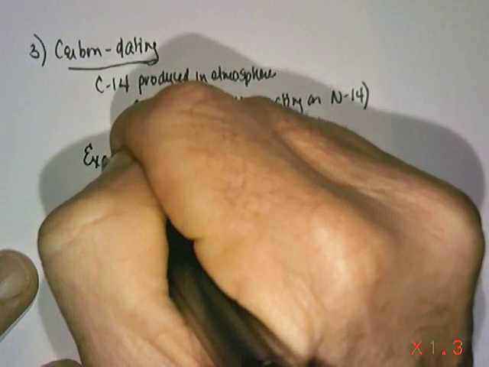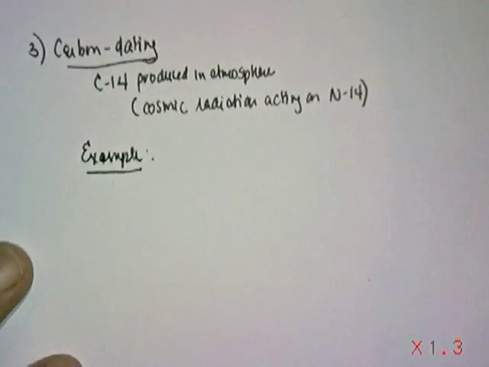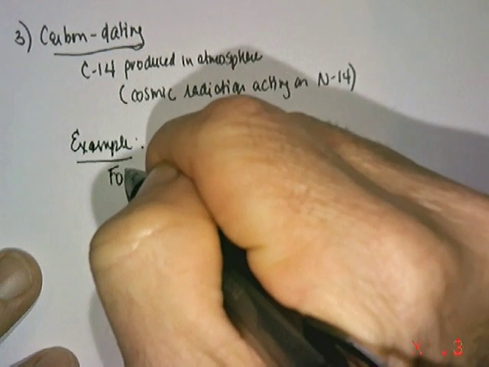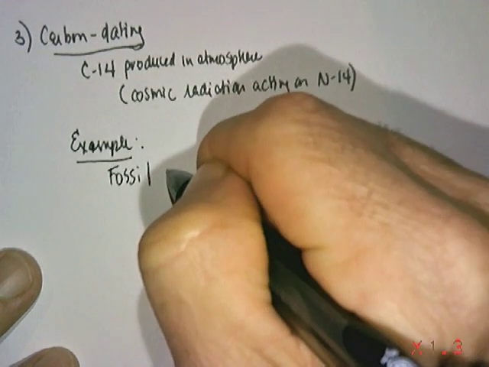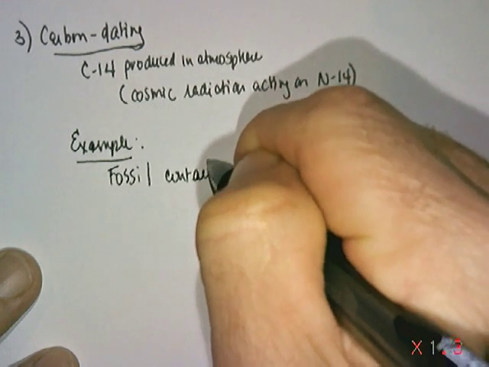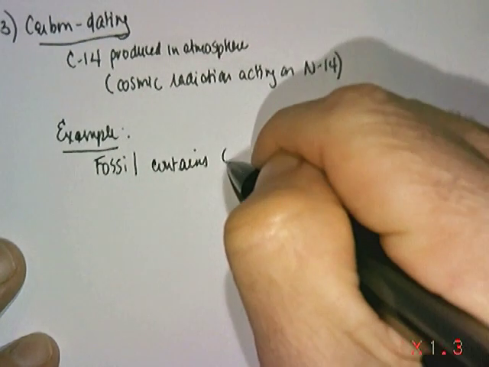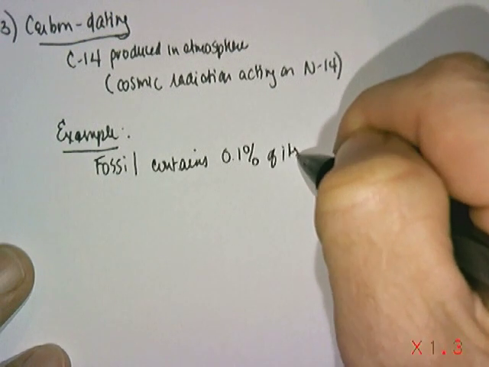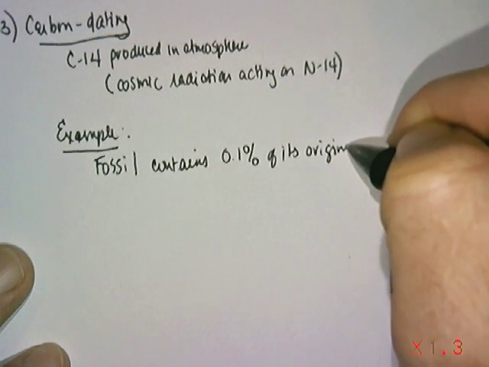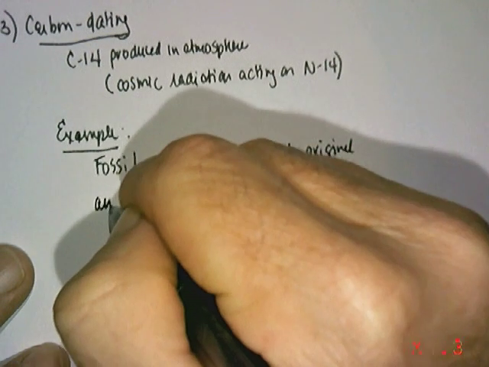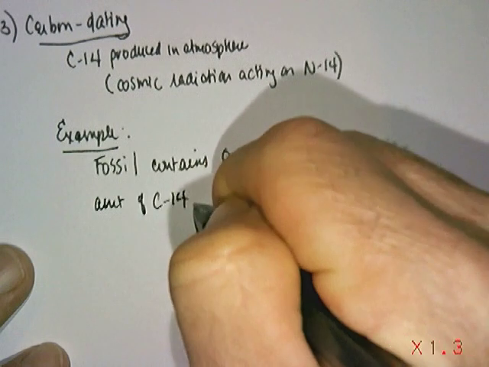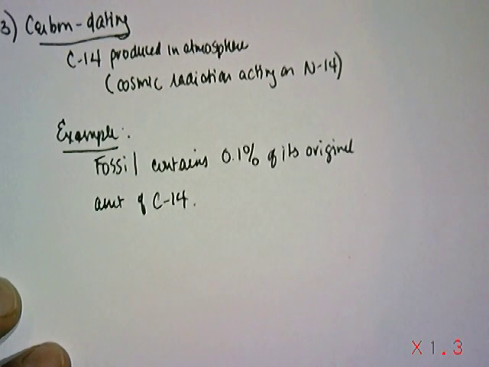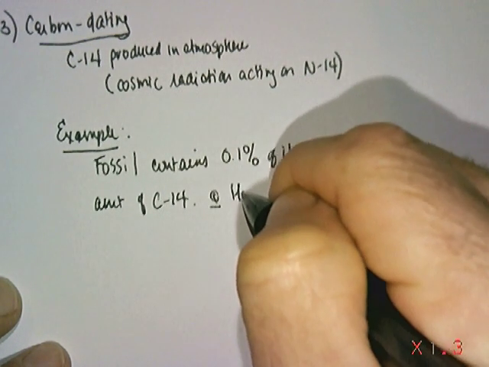Here's an example. It's kind of an interesting model. Let's suppose that you had a fossil, and it contains, let's say, 0.1%, very small, 0.1% of its original amount of carbon-14. So you've determined that it's been dead for a long time. How long has it been dead? Because you've got a trace of carbon-14 left. So again, the question is, how old is the fossil?